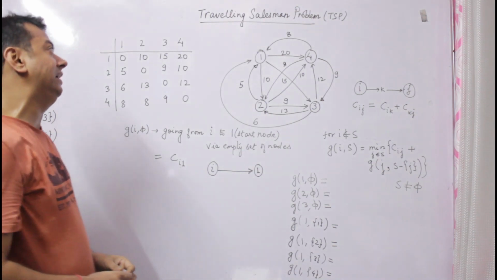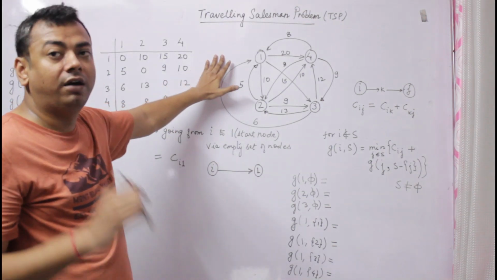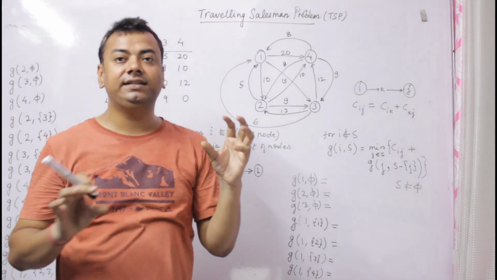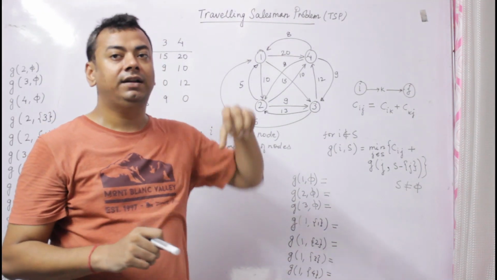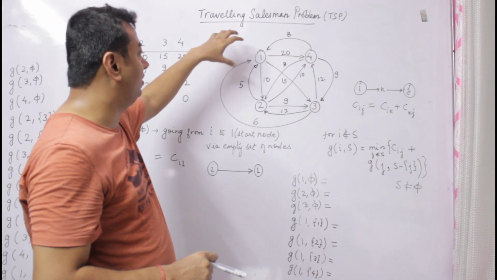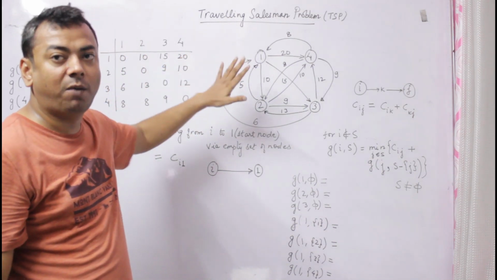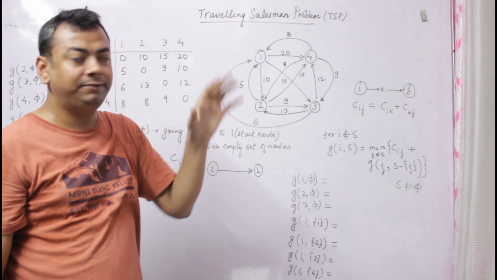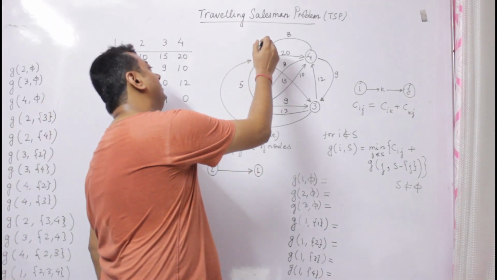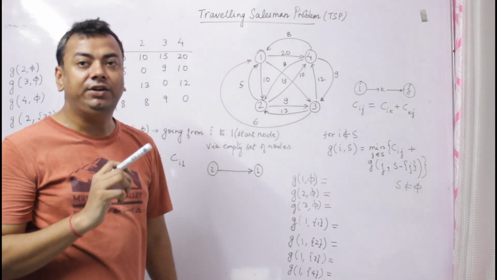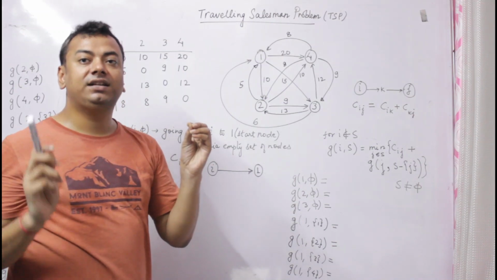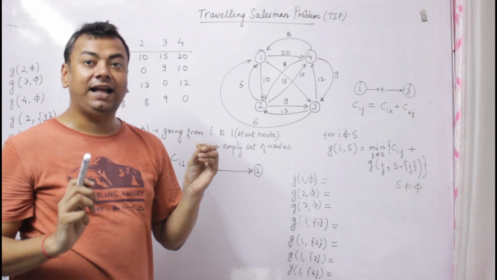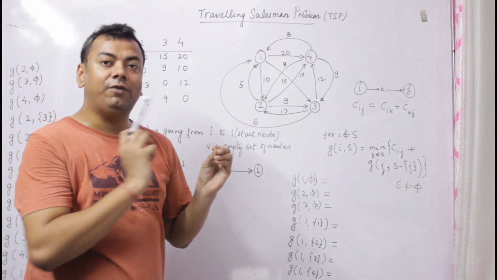So now the problem is we have to cover the entire set of cities. We have to cover all the cities starting from the start city. In this problem, we have taken 1 as our start city. So you have to start from city 1 and then cover all the cities without repeating any city, and then come back to city 1.